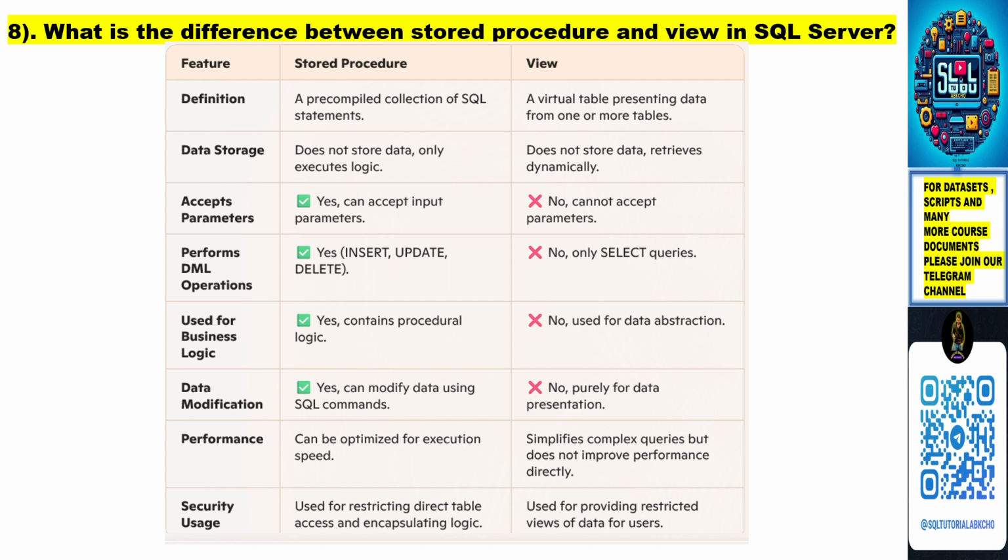Okay. Now the security perspective. A stored procedure is used for restricting direct table access and encapsulating logic, whereas views are used for providing a restricted view of data for the users. So basically views are used to provide only that amount of data that we want different users to see or check in that particular table. Okay. Now move on to the next question.